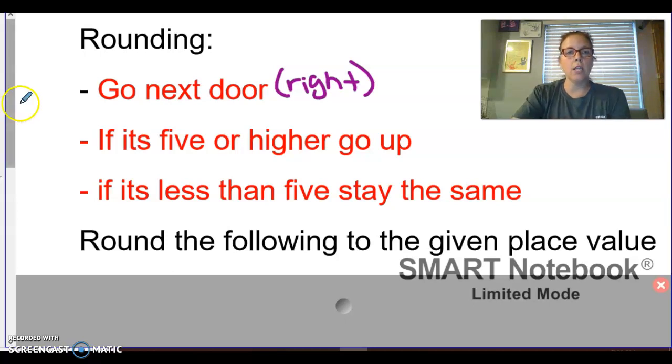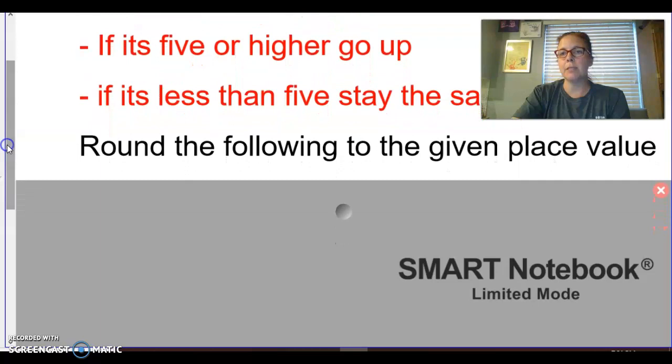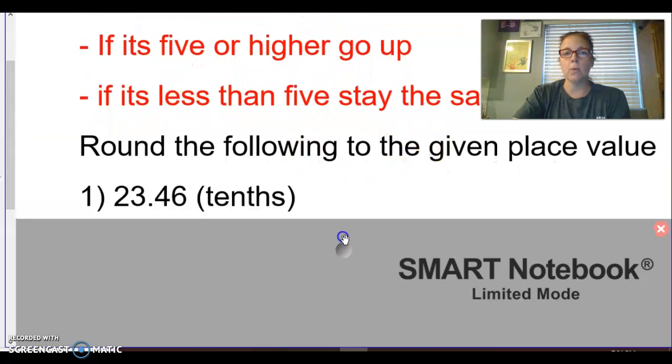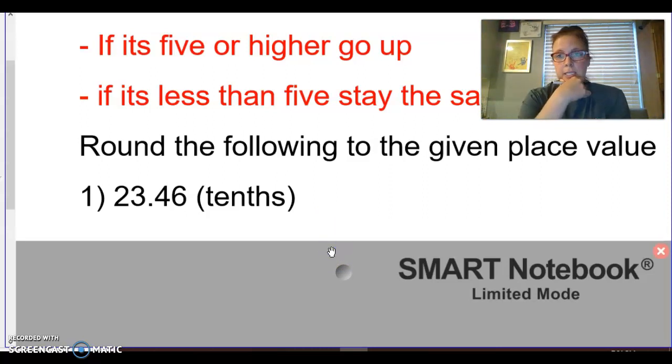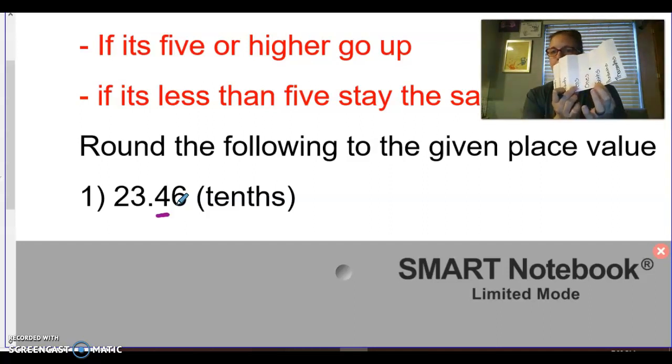Round the following to the given place value. So we're going to round it to what it says. This is why it's so important that you know your place values, or at least look at this. So 23 and 46 hundredths to the tenths place. Write that down, this is part of your notes. First of all, you're going to underline the tenths place. If you don't remember that, look at your foldable. It's right to the right of the decimal. The tenths is the one right next to it.